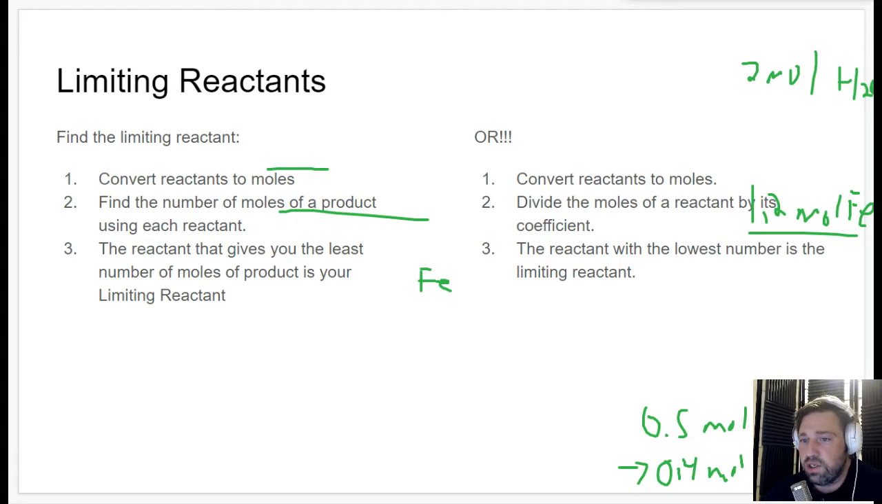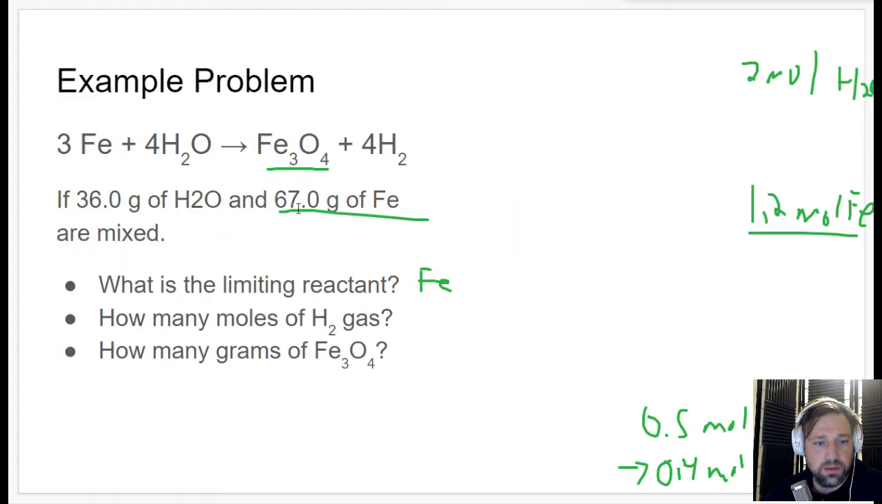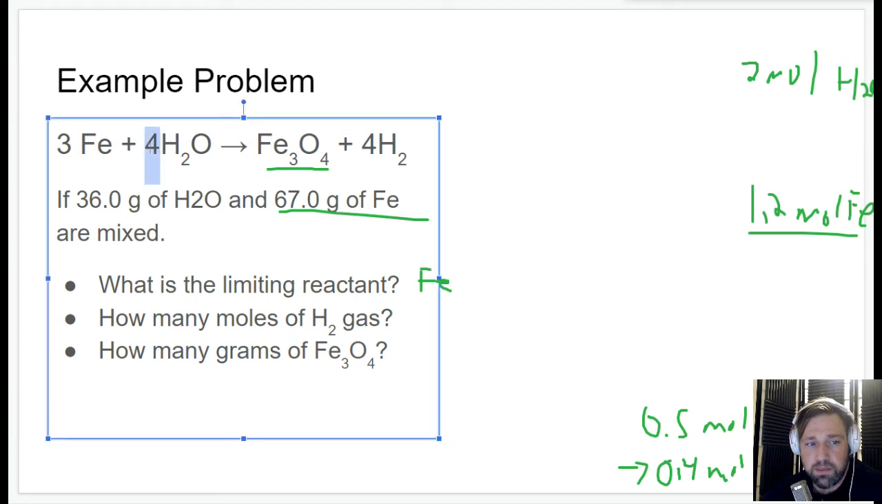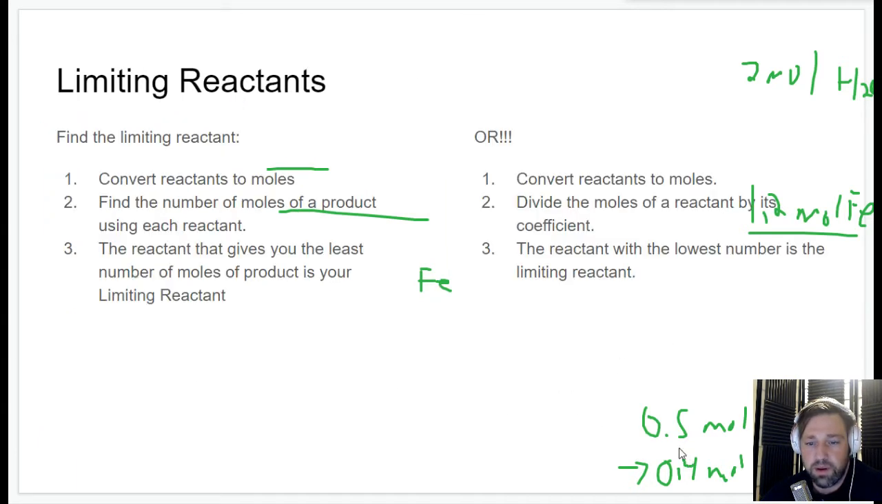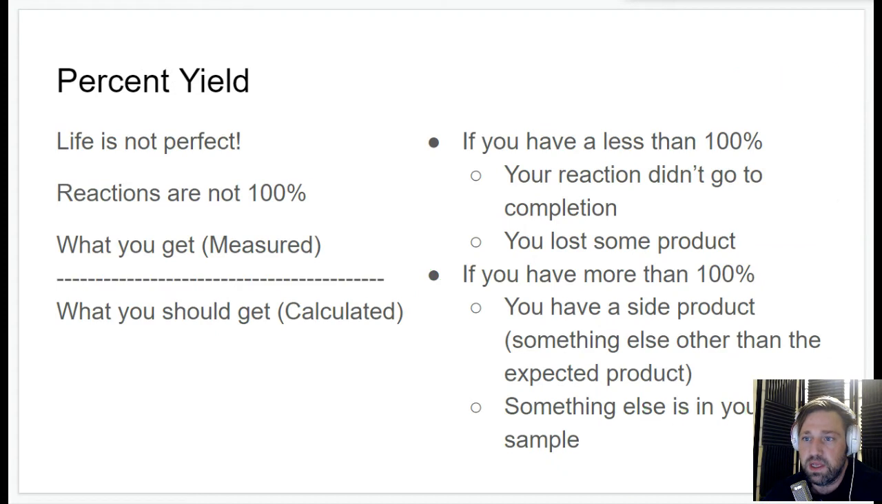It's just like a stoichiometry problem, but instead of trying to figure out, do I use iron oxide or hydrogen gas, or something like that, one thing you can do is just, once you have the number of moles of water, divide it by its coefficient. And then iron, divide it by its coefficient. And whichever one gets you the smallest number, that is going to be your limiting reactant. That's what you're going to be using going forward with stoichiometry. Okay. There's that.